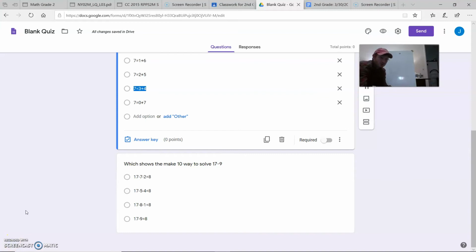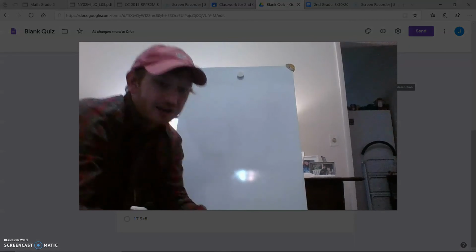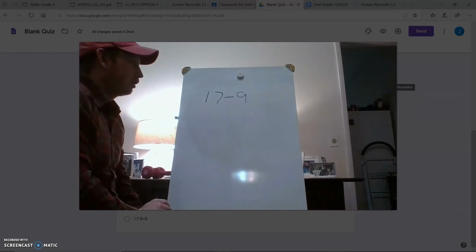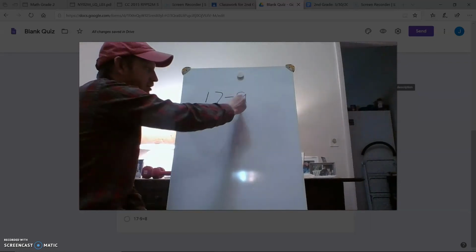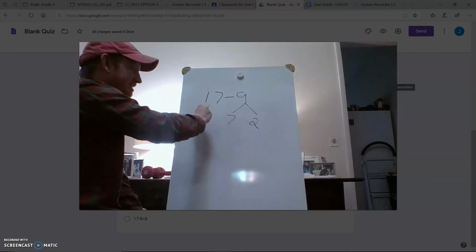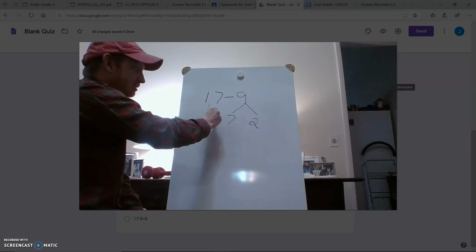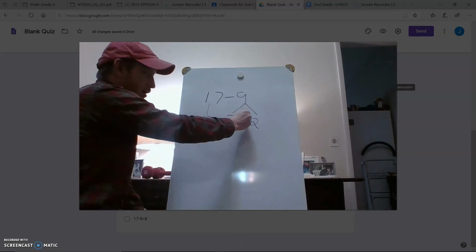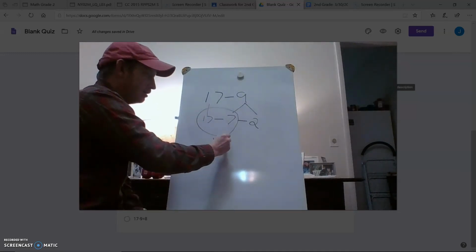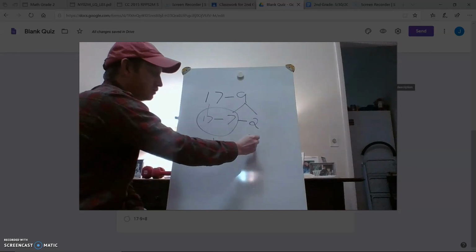All right, let's do number 3. Which shows the make 10 way to solve 17 minus 9? So we have 17 minus 9. Well, I know that 9 breaks out into 7 and 2. So I bring my 17 down. I have 17 minus 7 minus 2. 17 minus 7 is 10. Minus 2 equals 8.